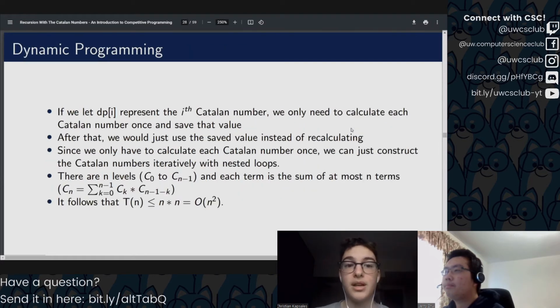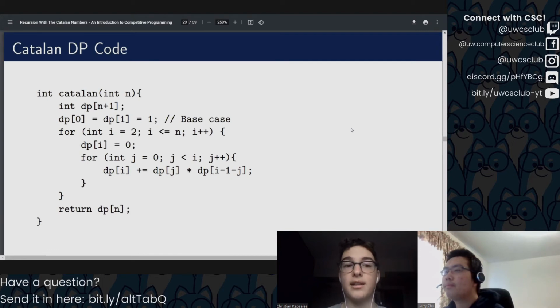If we let dp of i represent the ith Catalan number, we only need to calculate each Catalan number once and then save that value. After that, we would just use the saved value instead of recalculating. And since we only have to calculate each Catalan number once, we can just construct the Catalan numbers iteratively with nested loops. You can notice that there are n levels to this, C0 to Cn minus 1, and each term is the sum of at most n terms. So now T of n is less than or equal to n times n, and now we have order n squared time. And here is the Catalan DP code.